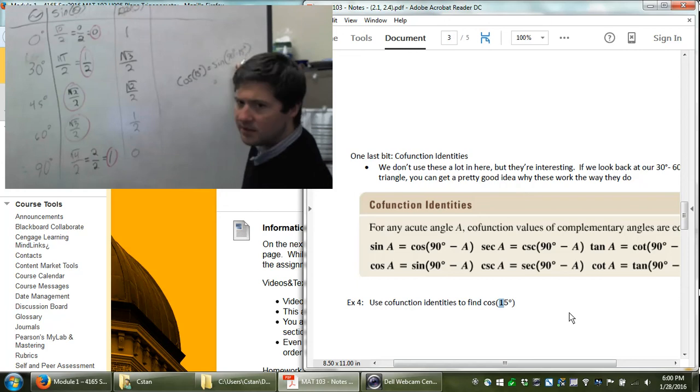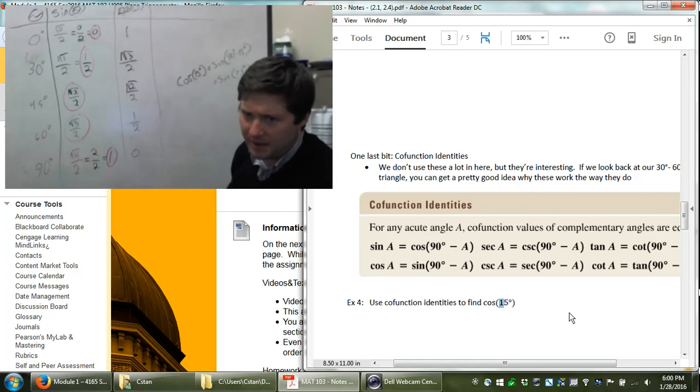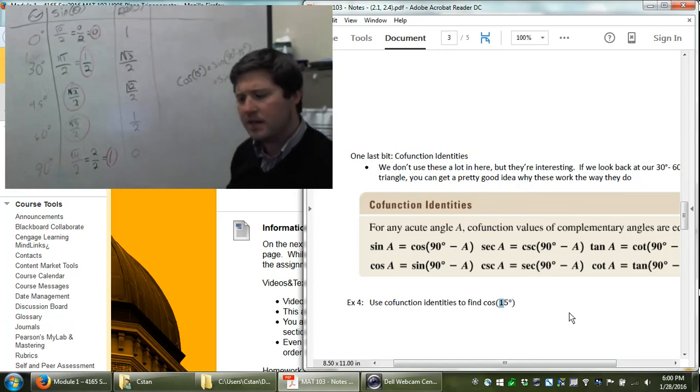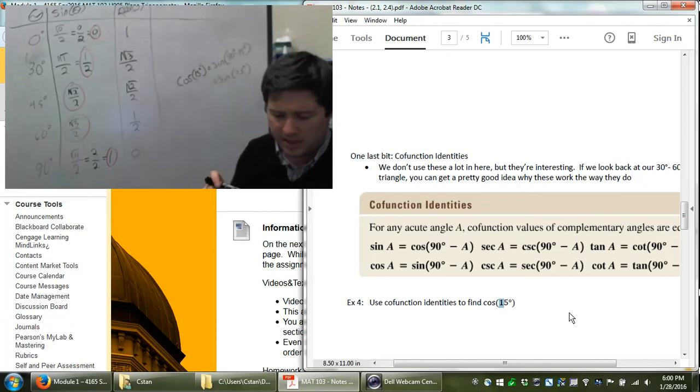Now, in order to get this next one, we would have to talk about a relationship that we haven't gotten to, the reciprocal identities. So I'm going to leave this for now, the tangent, cotangent, and secant. We'll do this again at some point.